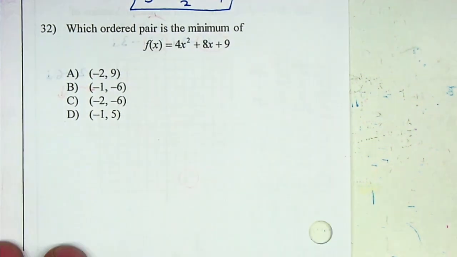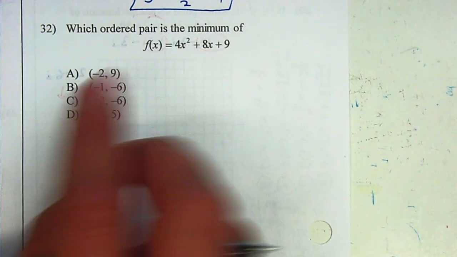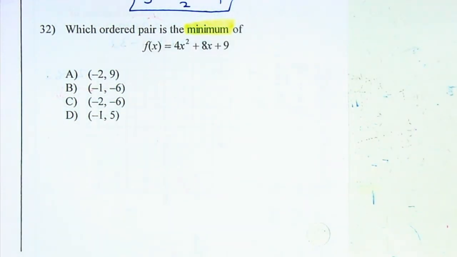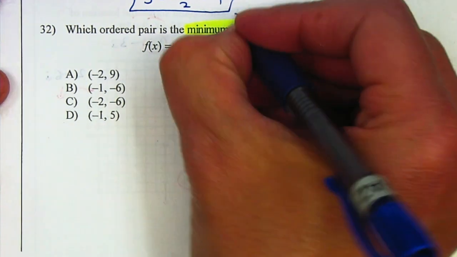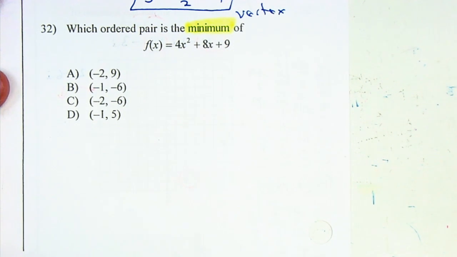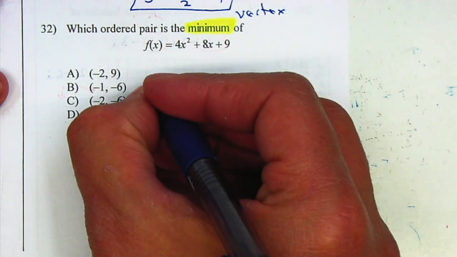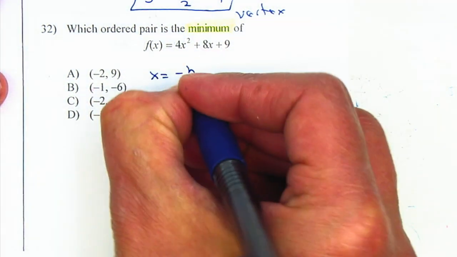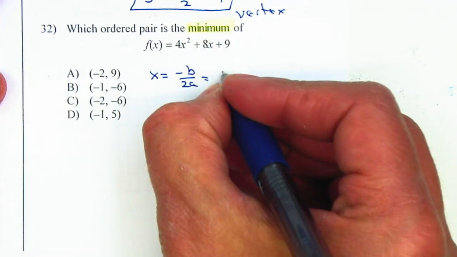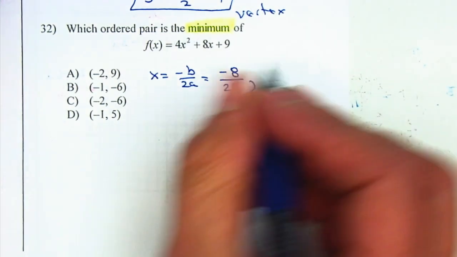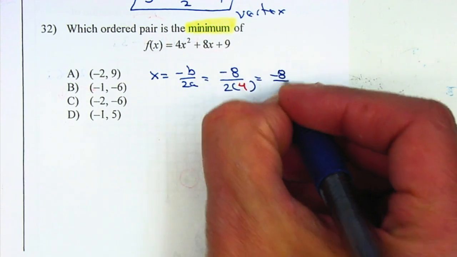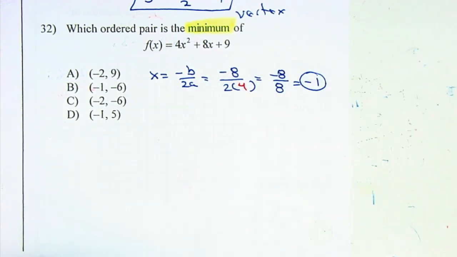Number 32. Which ordered pair is the minimum? You have to remember that whenever they ask you for the minimum, they're asking you for the vertex. They're asking you for the lowest point. To find the vertex, we need to find the x value. That'll be x equal to negative b over 2a. A, b, and c. So this is negative 8 over 2 times a, which is 4. It'll be negative 8 over 8, which is negative 1.